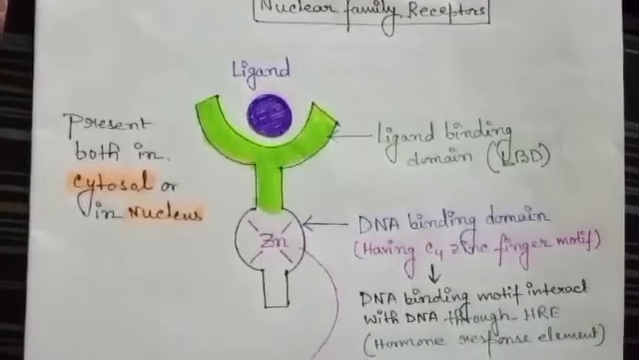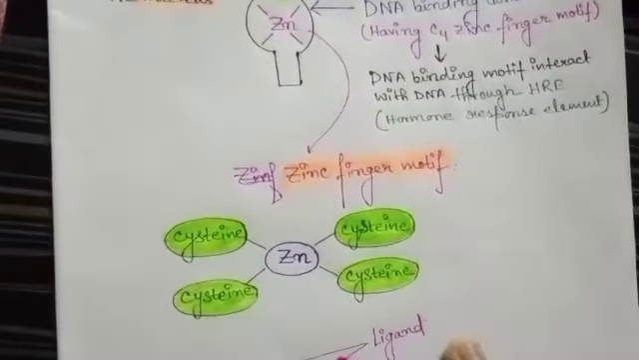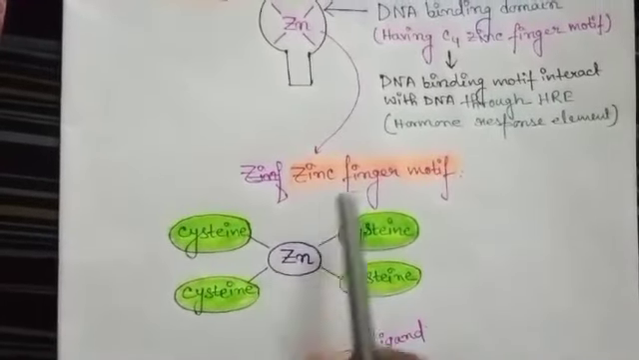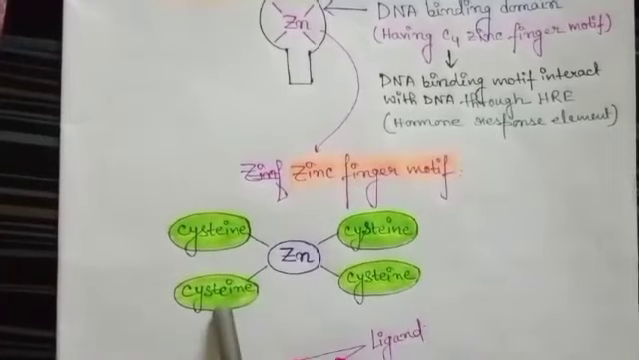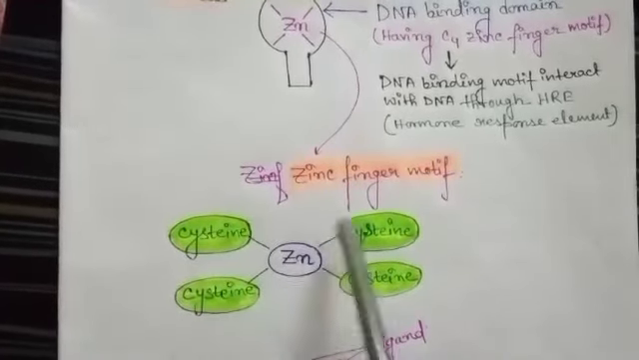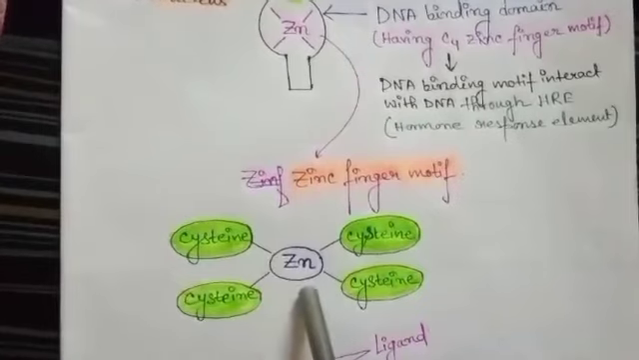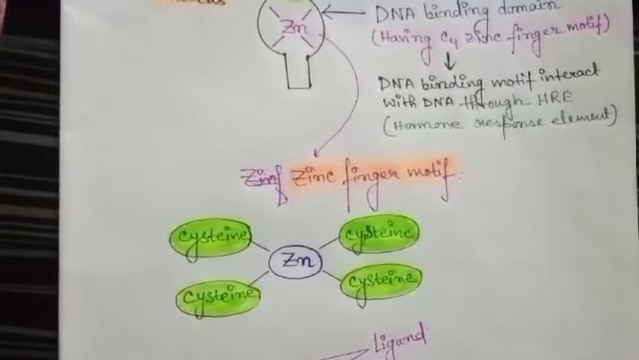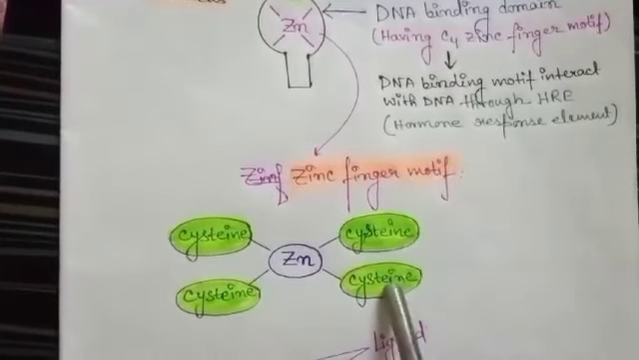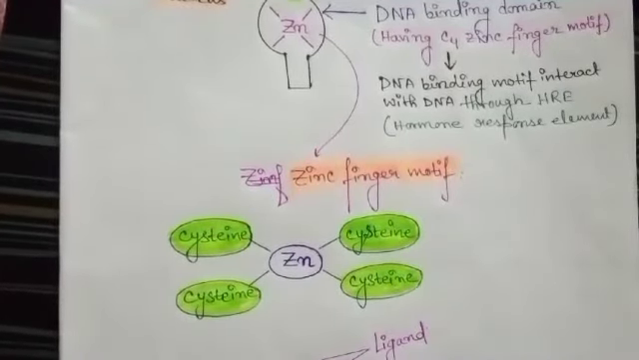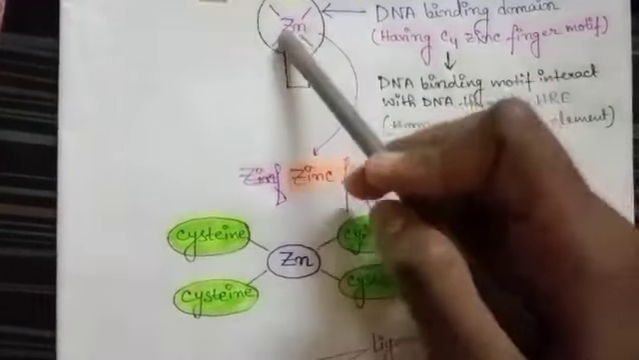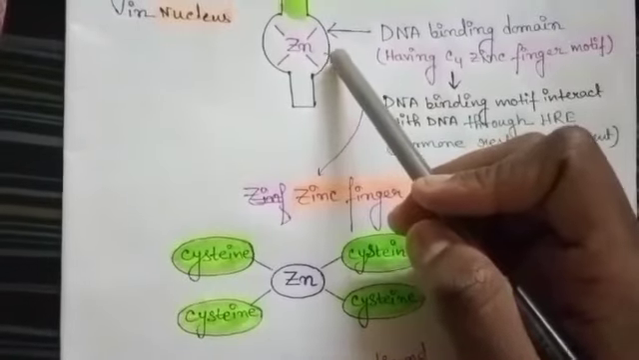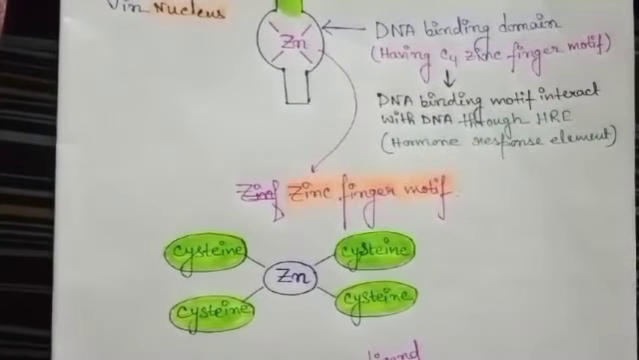Let us discuss zinc finger motifs. Here you can see zinc finger motifs. A zinc finger motif has 4 cysteine molecules. Here 4 cysteines are joined with the zinc. This is called a zinc finger motif. A zinc finger motif is a protein domain. As you can see here, these are amino acids. So it is a protein domain that controls gene expression by binding with DNA. It binds with DNA and controls gene expression through the mechanisms.